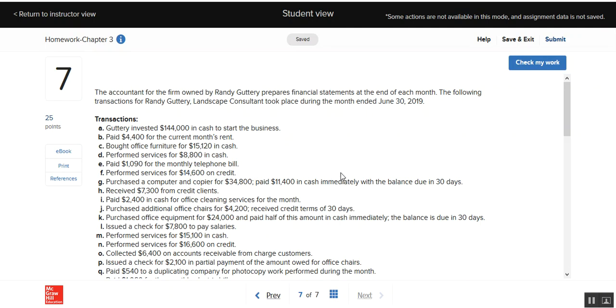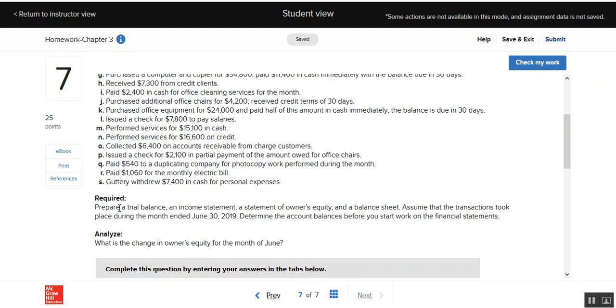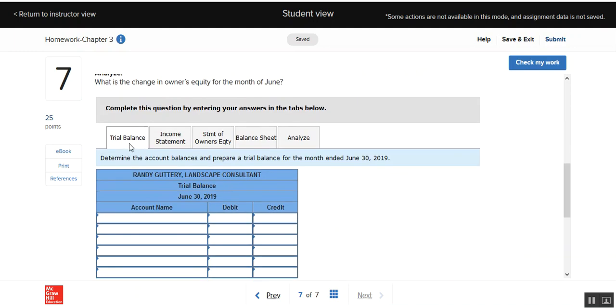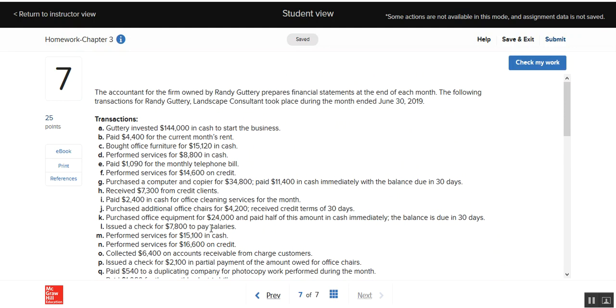We've got Randy Guttery, and he's going to do his financial statements. He's got all these transactions, and the requirements are to prepare a trial balance and then all the financial statements. You can't do the trial balance unless you know the balances of each account, and you don't know the balances until you record these transactions. And if you go down here, there is nowhere to record those transactions. So this is where the Excel spreadsheet comes in.